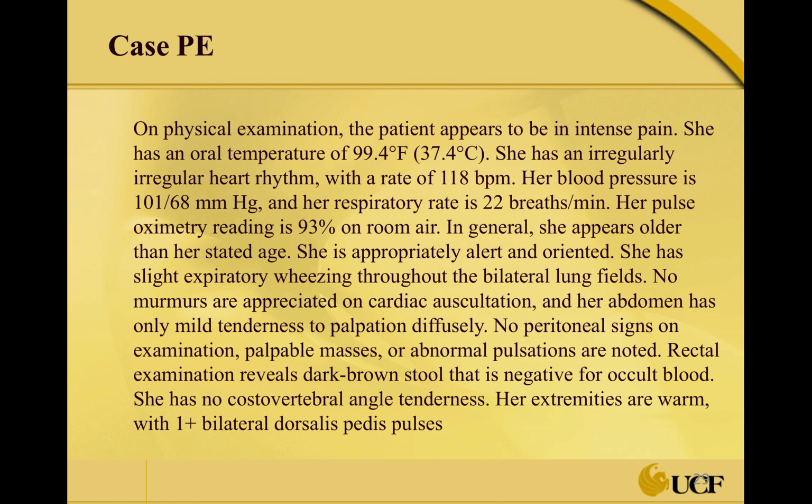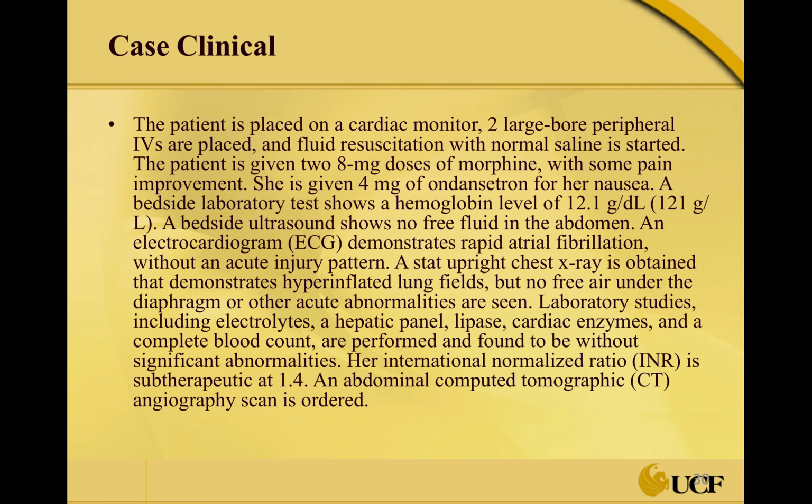The patient is placed on cardiac monitor, two large bore peripheral IVs are placed, and fluid resuscitation with normal saline is started. The patient is given two 8 mg doses of morphine with some pain improvement. She's given 4 mg of ondansetron for her nausea. A bedside lab test shows a hemoglobin level of 12.1. A bedside ultrasound shows no free fluid in the abdomen.